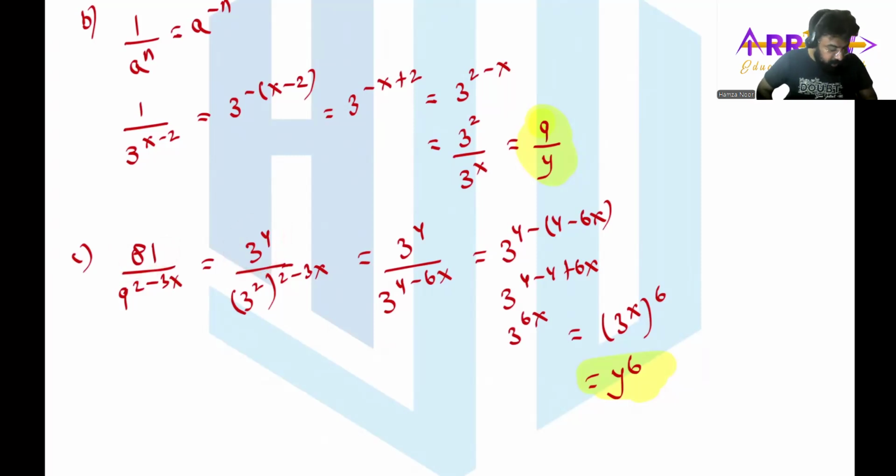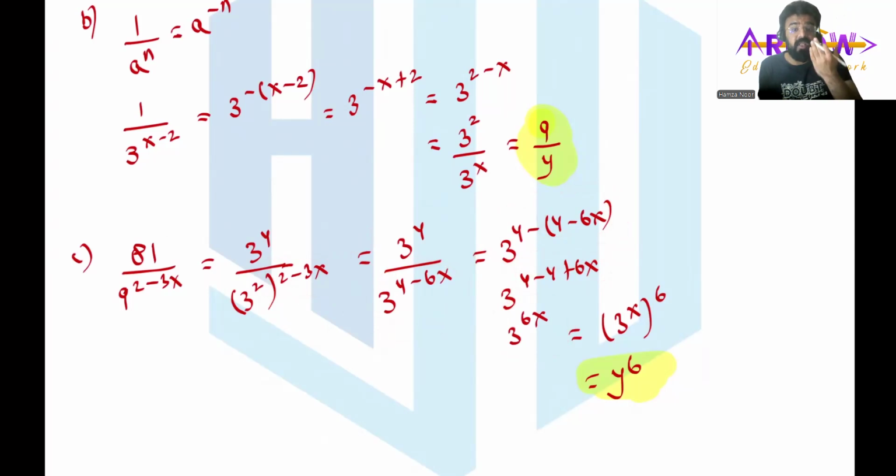And in place of 9 we are going to write 3 square, so this becomes 3 square raised to the power of 2 minus 3x, which becomes 3 raised to the power of 4 minus 6x. So 3 raised to the power of 4 divided by 3 raised to the power of 4 minus 6x. According to the laws of indices, this becomes 3 raised to the power of 4 minus bracket open 4 minus 6x bracket close. Agreed. So 3 raised to the power of 4 minus 4 plus 6x, which means 3 raised to the power of 6x.